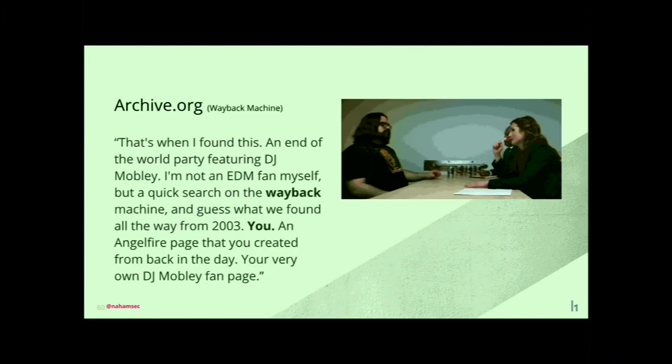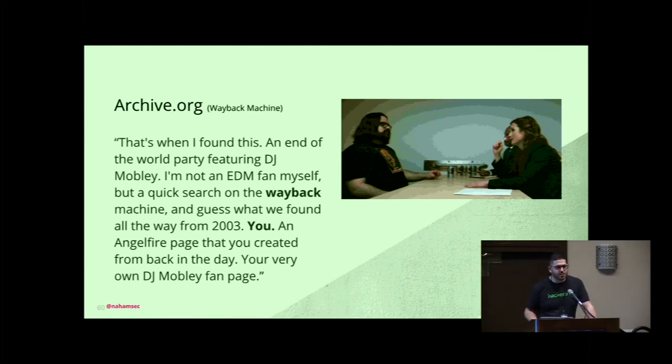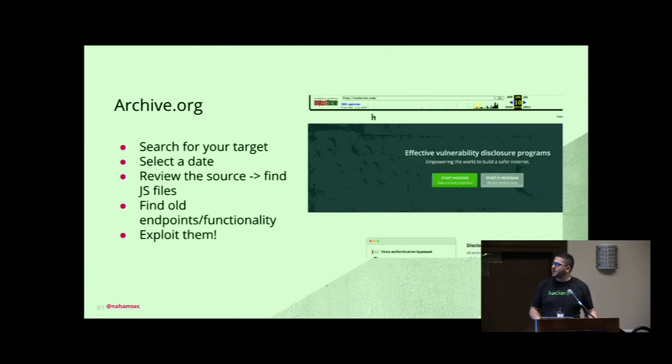The next one is archive.org. If you haven't watched Mr. Robot, you should. This is an episode where they talk about how they caught someone using the archive.org Wayback Machine. You do the same thing as a hacker. You go to the site, you put in the site's name, and it pulls out a version of that site from years and years ago.